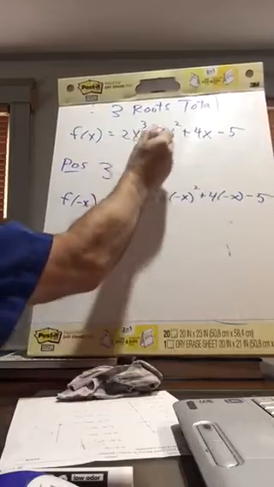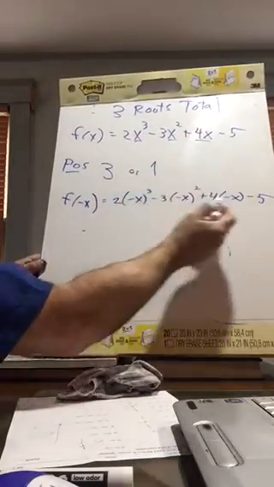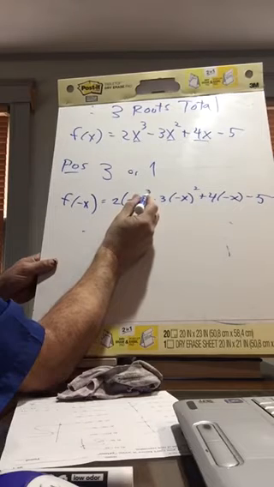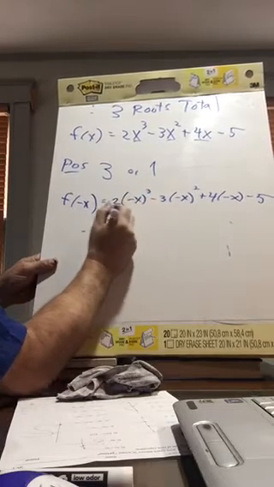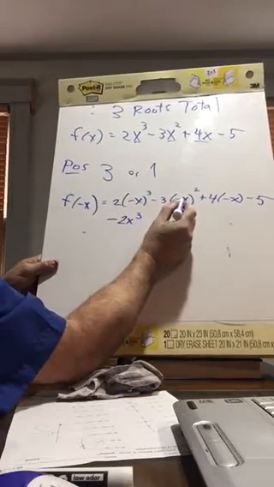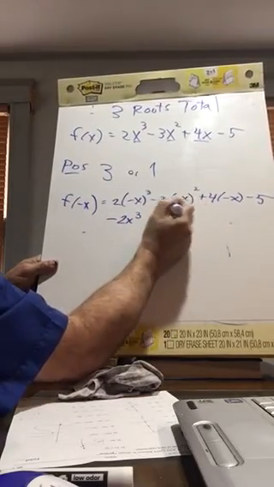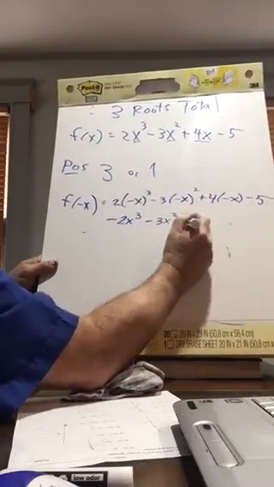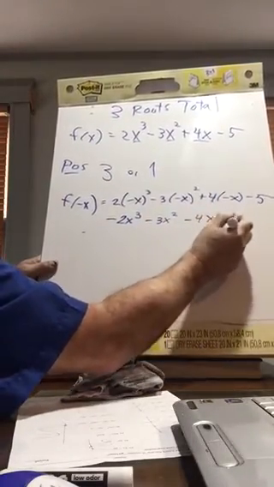So each x here got replaced with a negative x. Now when I do that, negative x to the third power is negative 1x cubed times 2 is negative 2x cubed. Negative 1 squared is positive 1 times 3 is negative 3x squared. That'll be negative 4x minus 5.